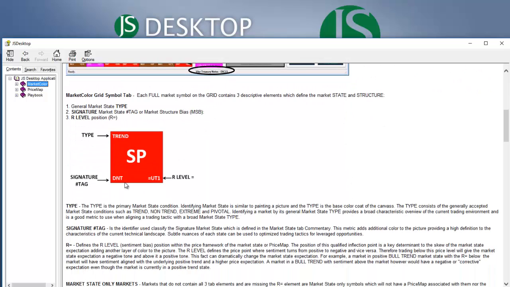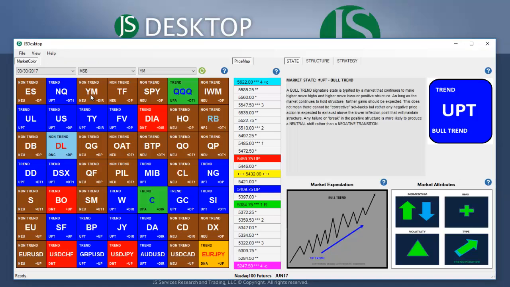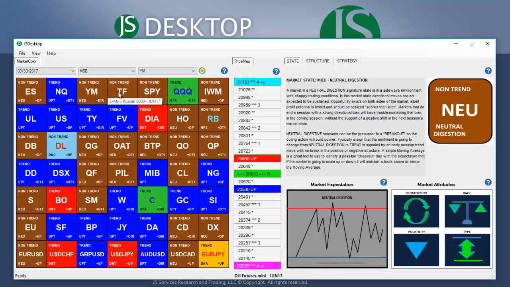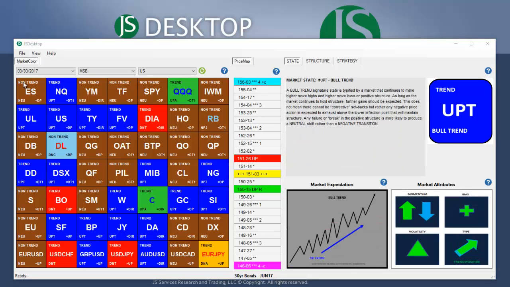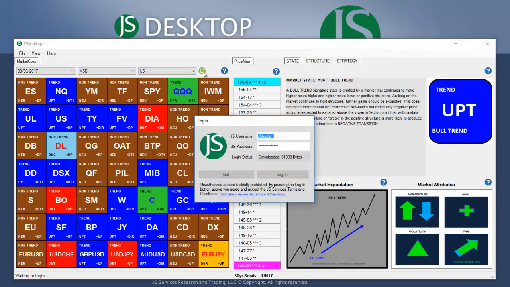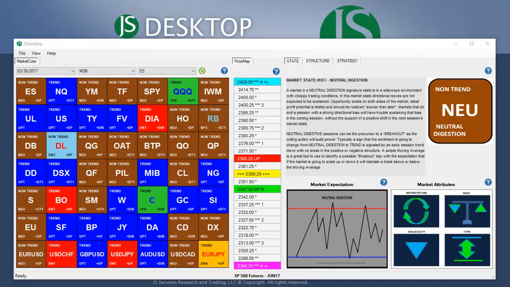Each tile in the grid has the general market state type, its signature tag, the position of the R level, and the market symbol. By clicking on a tile, it selects the market that you have an interest in. You can see the symbol and the contract symbol month. You can note the date. If your desktop has the previous session date or an old date, you can always hit the refresh button, and that will download the most recent price map data.